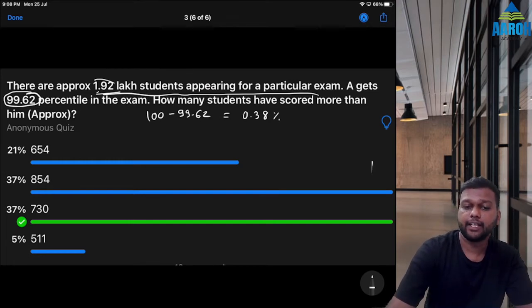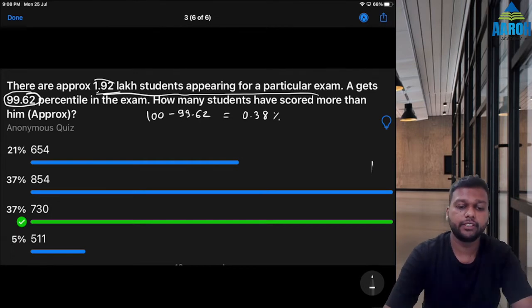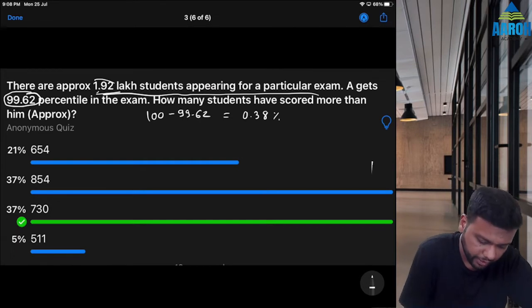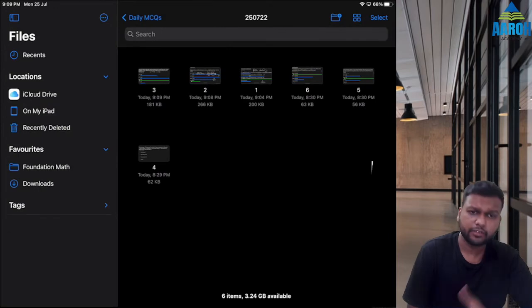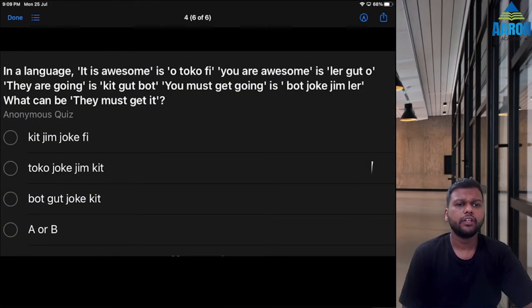So just check 1,92,000 into 0.38%. Check if you are getting 729.6 something. So approximately 730 students have scored more than him. This was a good question, different question. Fourth. Now this is again different.